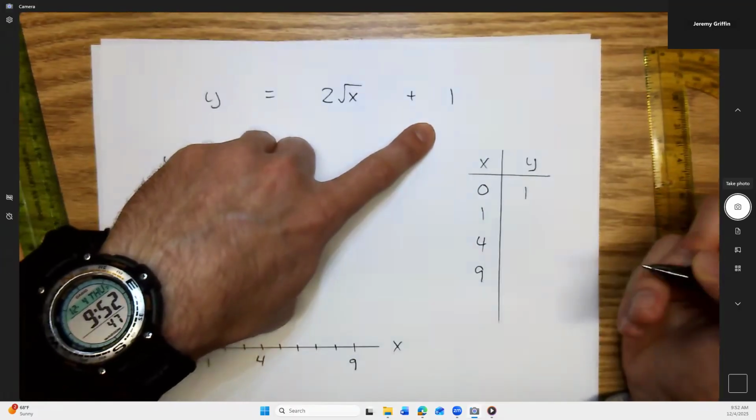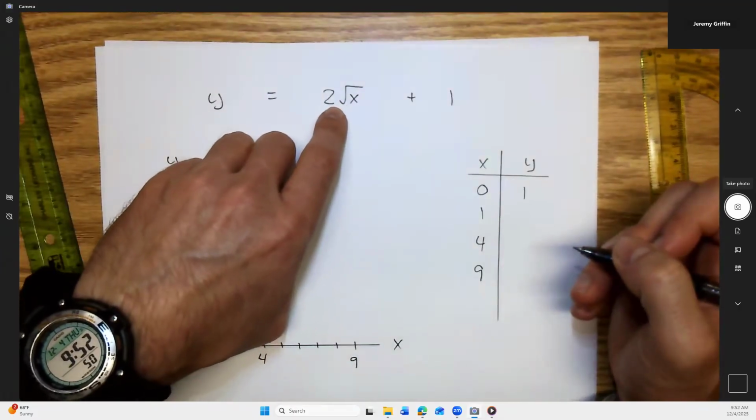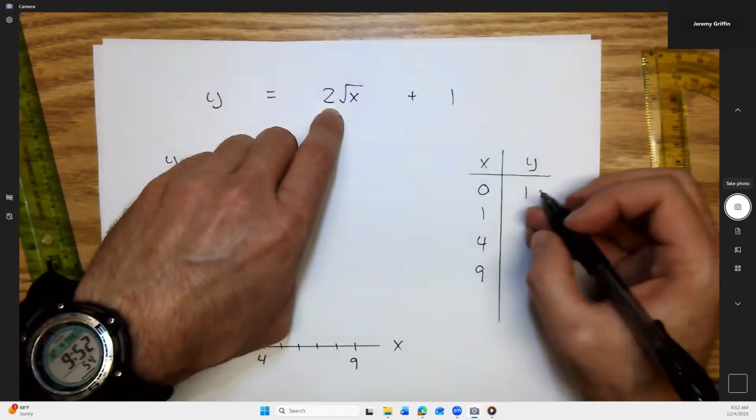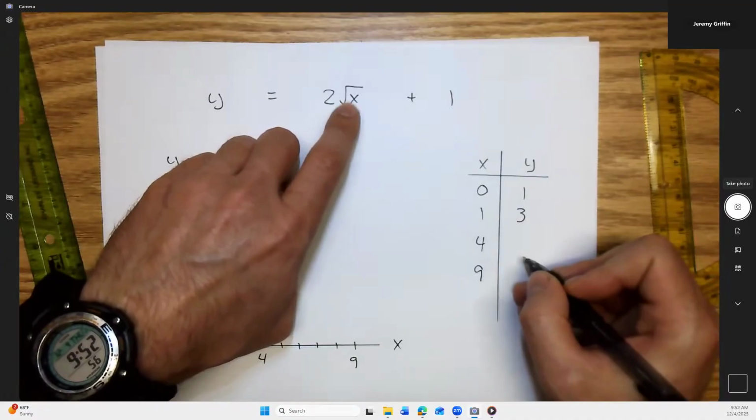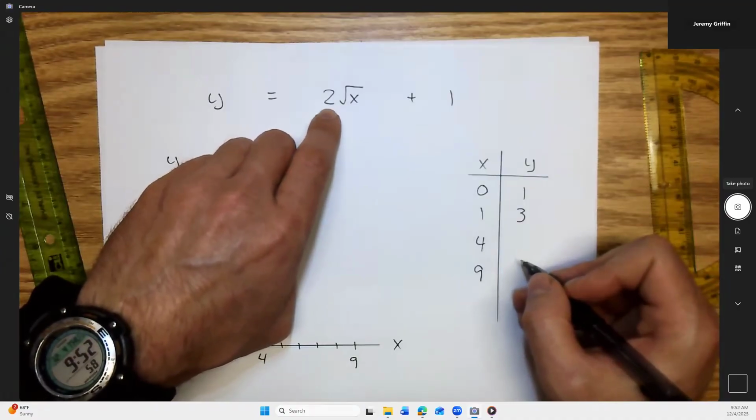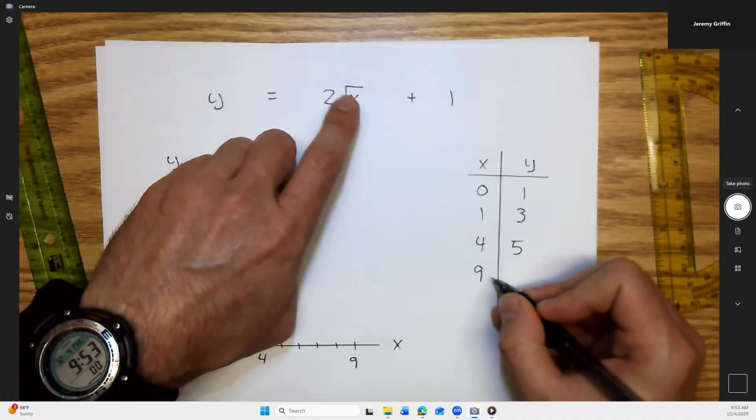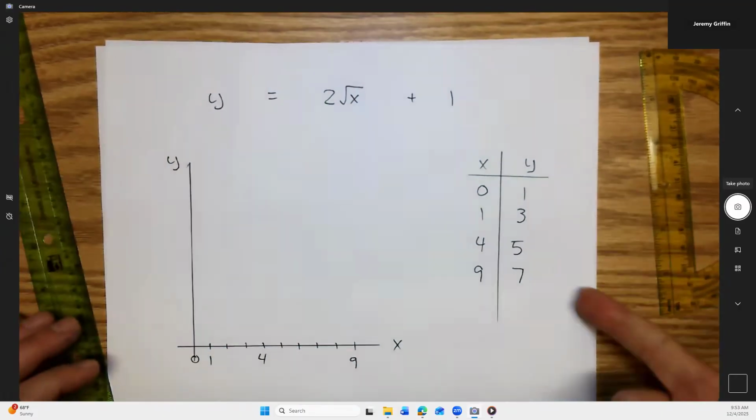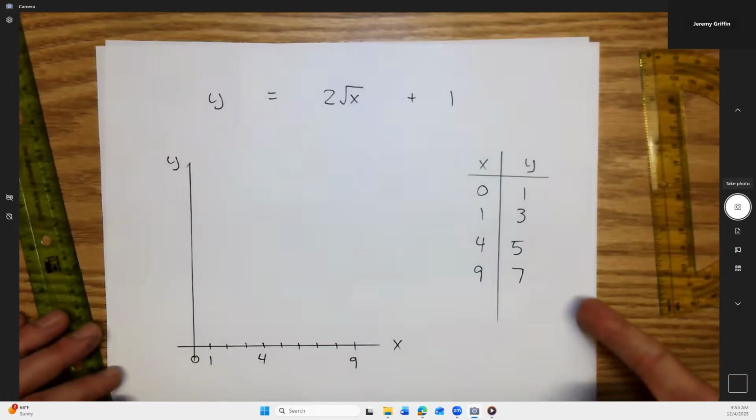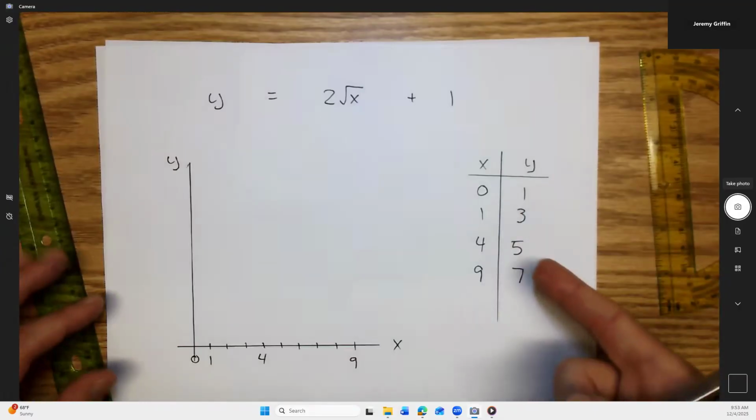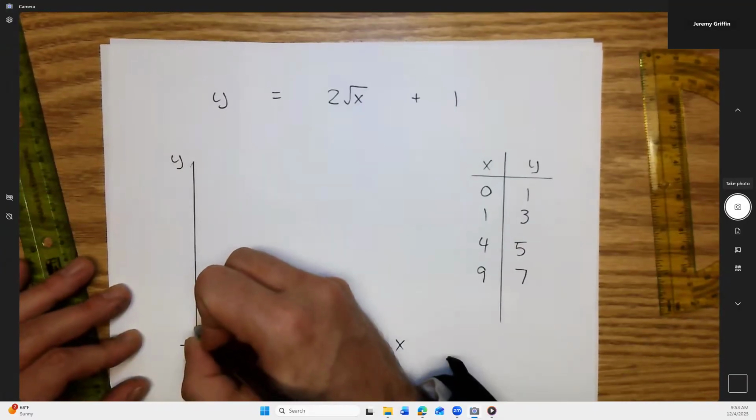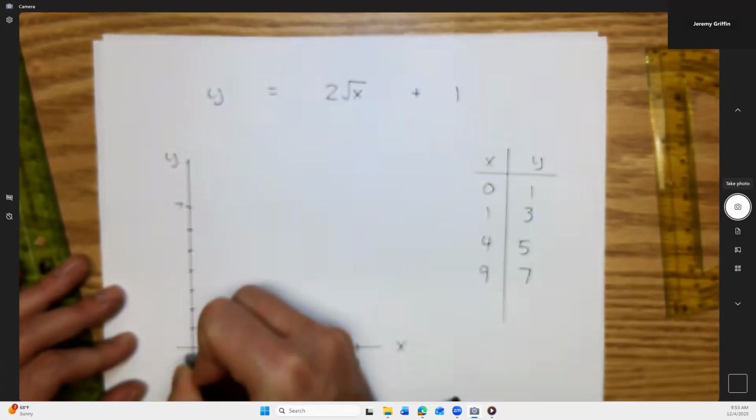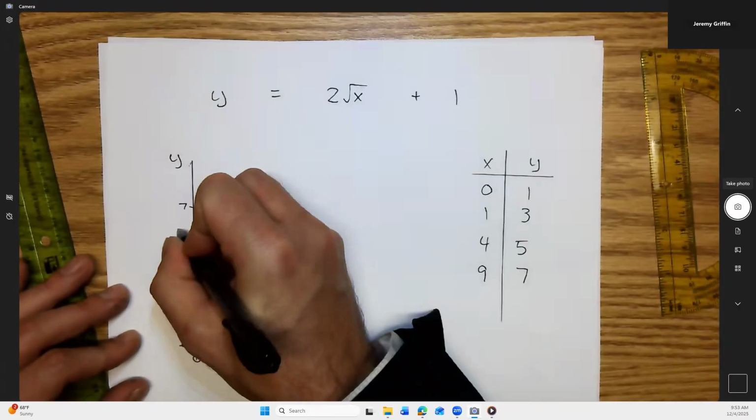You guys get 1? Right, because square root of 0 is 0 times 2 is still 0, plus 1 is 1. Square root of 1 is 1, times 2 is 2, plus 1 is 3. Square root of 4 is 2, times 2 is 4, plus 1 is 5. Square root of 9 is 3, times 2 is 6, plus 1 is 7. You guys okay with all those coordinates? Plug in these x values, you get those y values. So y goes up to 7.